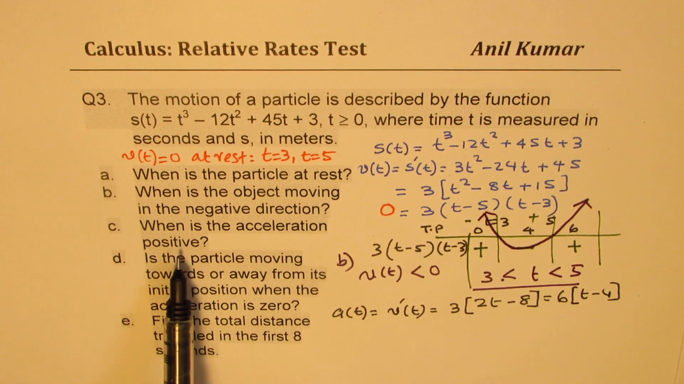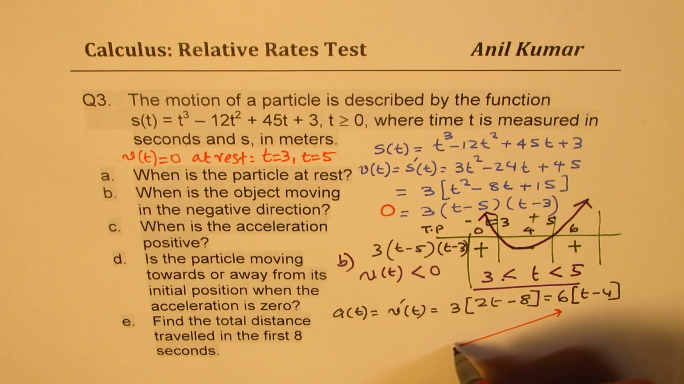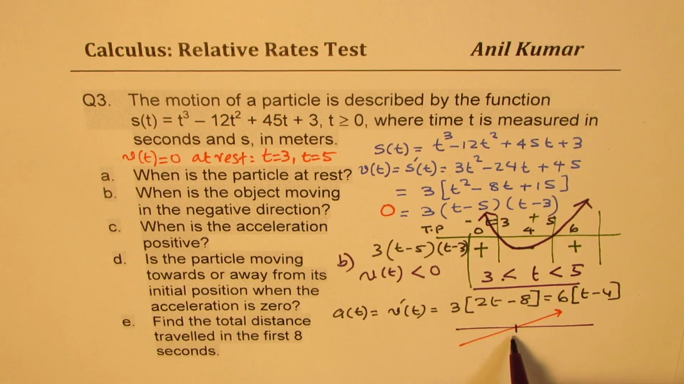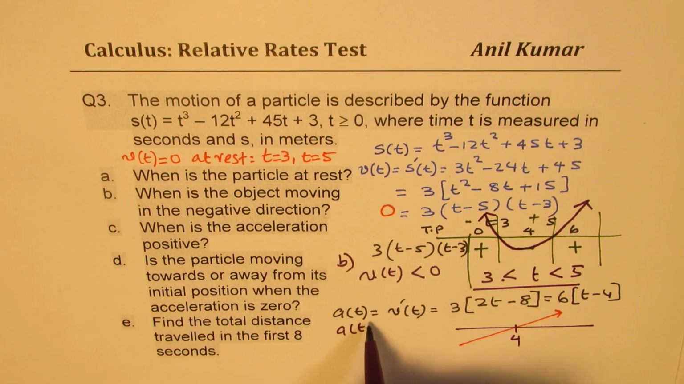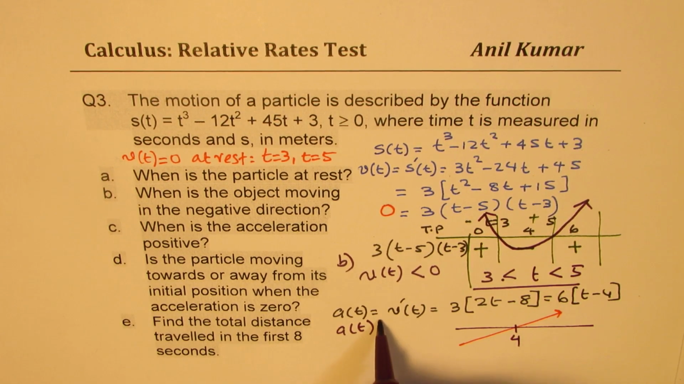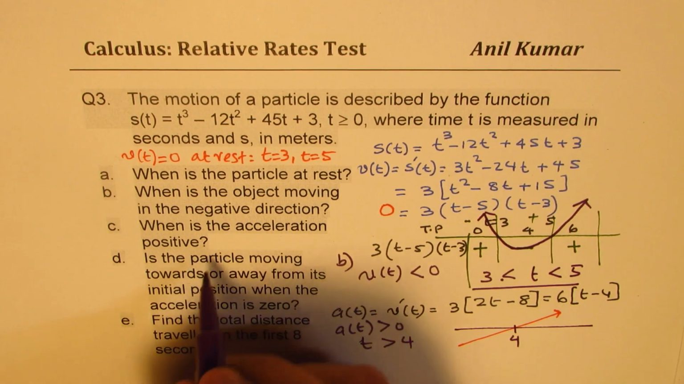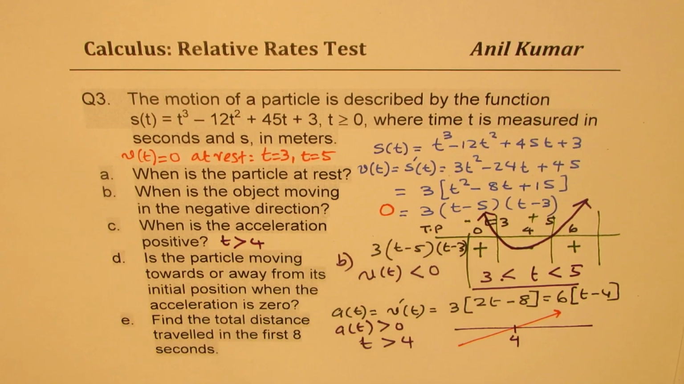So when is acceleration positive? This is a straight line, correct? So as you can see, the acceleration is a straight line. And what do you notice here? That the x-intercept, or it is 0 at 4, right? So it is 0 at 4. So it is positive after 4. So we see that acceleration is greater than 0, that means t is greater than 4, correct? So when is acceleration positive? We can say when time is greater than 4, correct? So that is how you could answer this part.